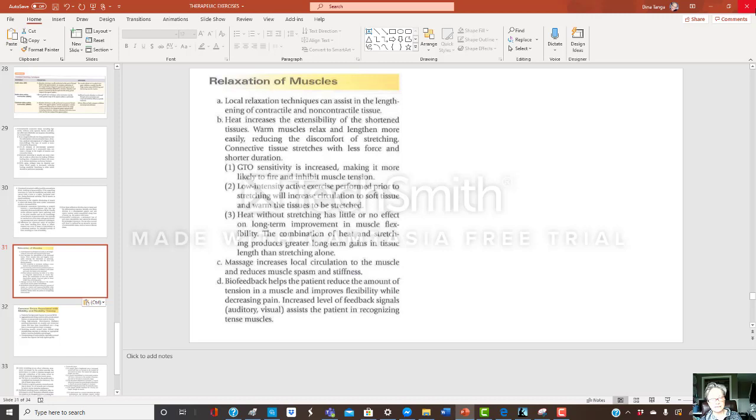Massage increases local circulation to the muscle and reduces muscle spasm and stiffness. Biofeedback helps the patient reduce the amount of tension in a muscle and improves flexibility while decreasing pain. Increased level of feedback signals, auditory or visual, assist the patient in recognizing tense muscles.